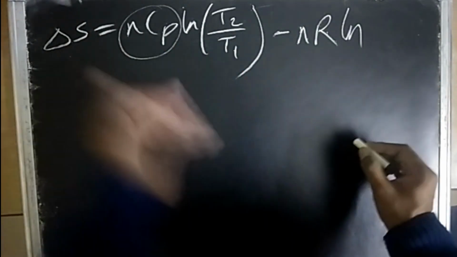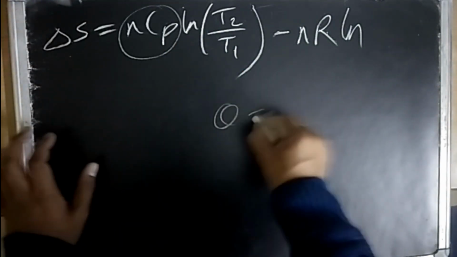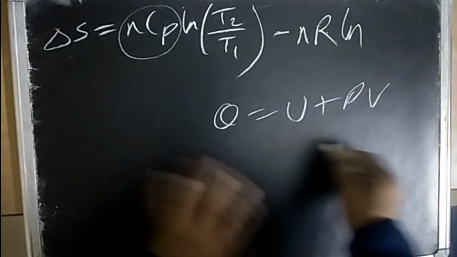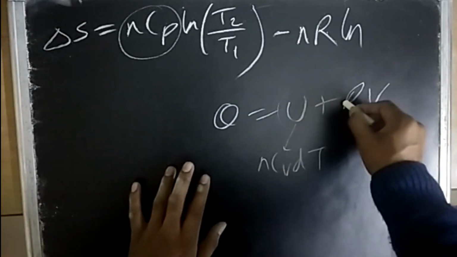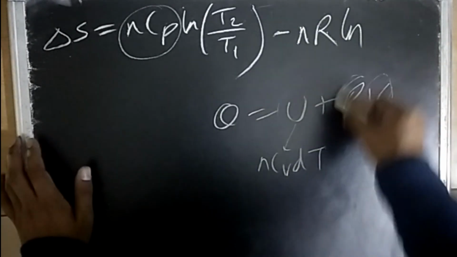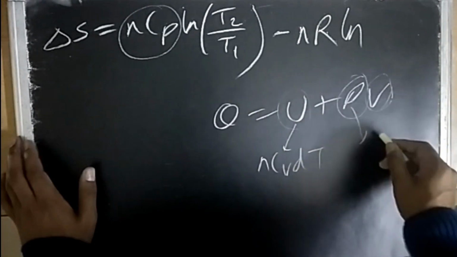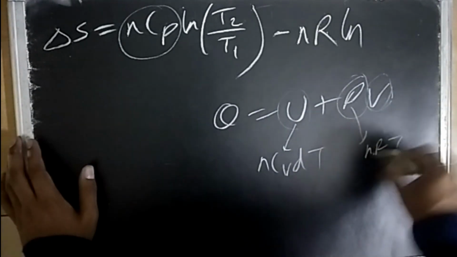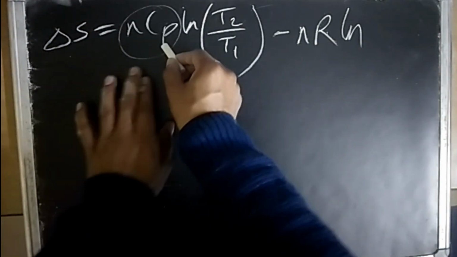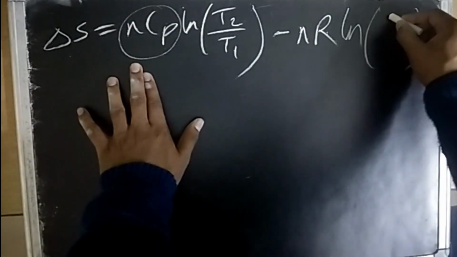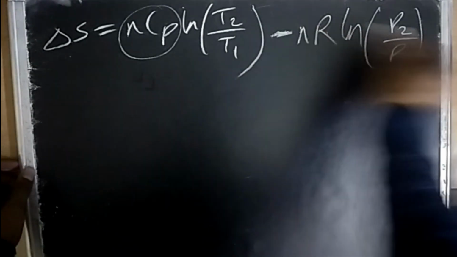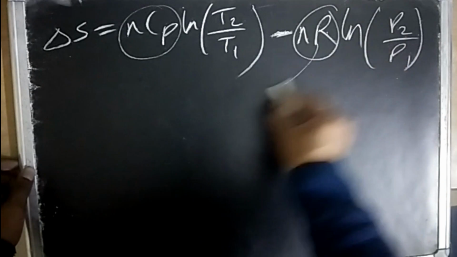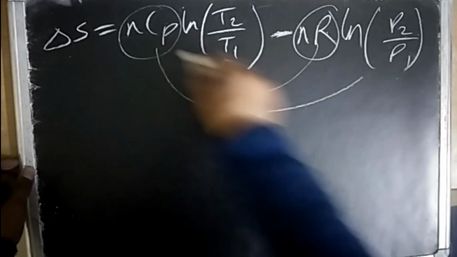However, you can prove this directly, because dQ is dU plus PdV. Very simple. U is nCv dT, and for PdV, if you want to integrate with respect to V, write P is equal to nRT by V, that way. It comes up like this: nCp, Cp means pressure, so write here pressure, ln T2 by T1, and minus nR ln P2 by P1.